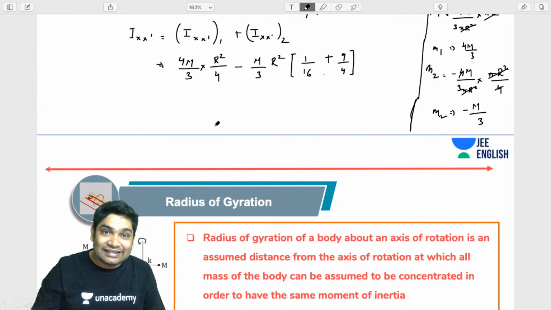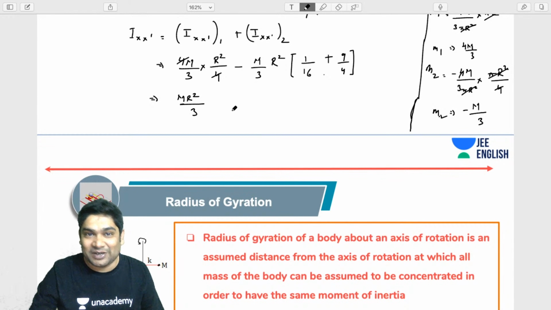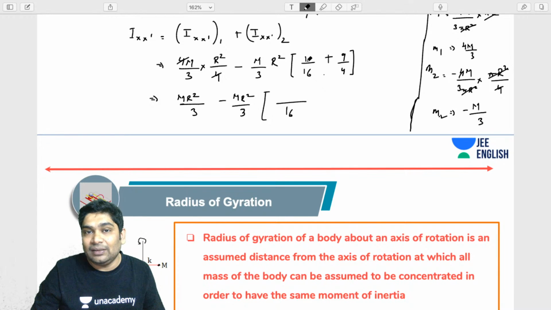So I know this is slightly lengthy also, but what to do? If Advanced can ask these problems, we have to solve these, even if you find this boring. And this was asked in objective one only, not a subjective paper, by the way. So minus m r square by 3, and then you will take the LCM of 16, and then you will have a 1 here.